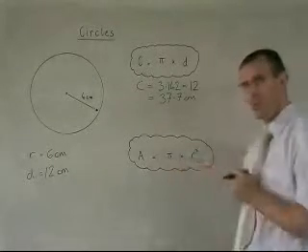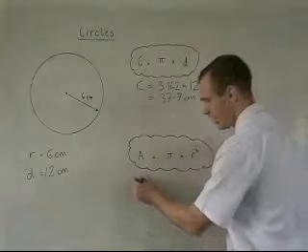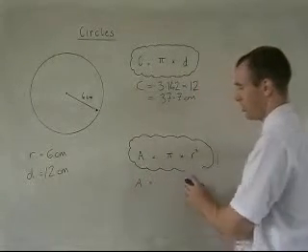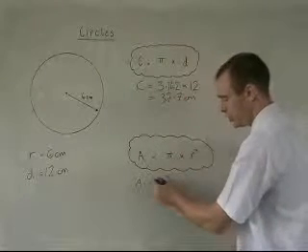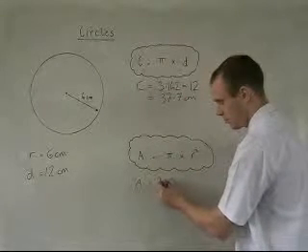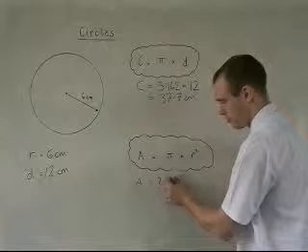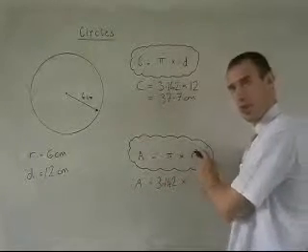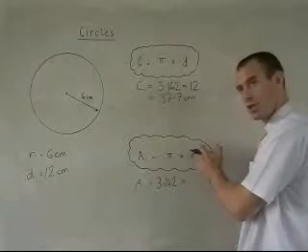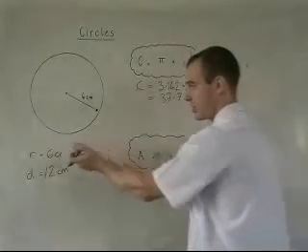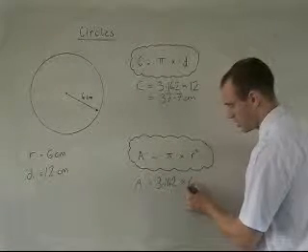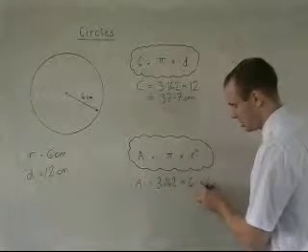Moving on to the area, same idea. We write out the formula, but instead of the letters, we use the numbers. 3.142 for pi. Times radius squared. Now radius squared means the radius times the radius. In this case the radius is 6 centimetres, so it's times 6 times 6.